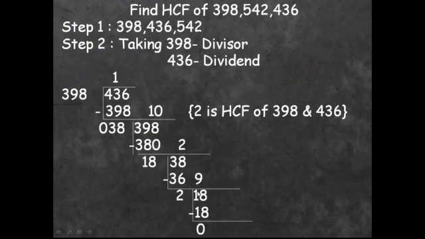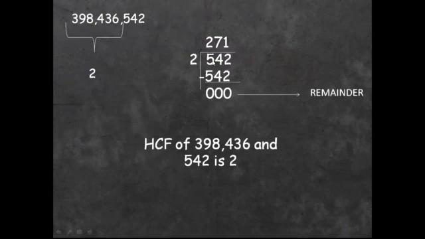On dividing, at last I got 0. So the divisor for which I got 0 will be the highest common factor. So the highest common factor of 398 and 436 is 2. Now taking this highest common factor and dividing the third number, if I get 0 as the remainder, then that number is the highest common factor of all the three given numbers.